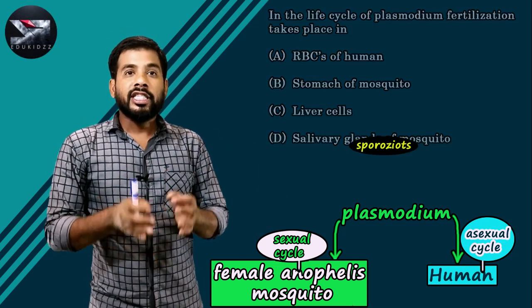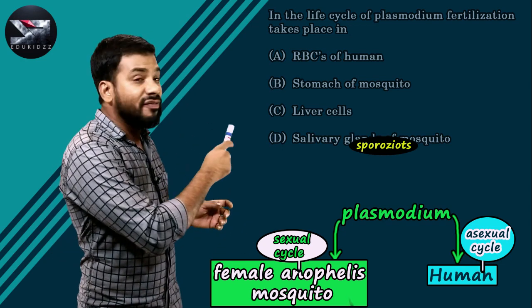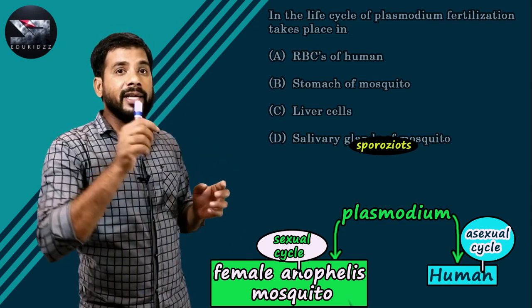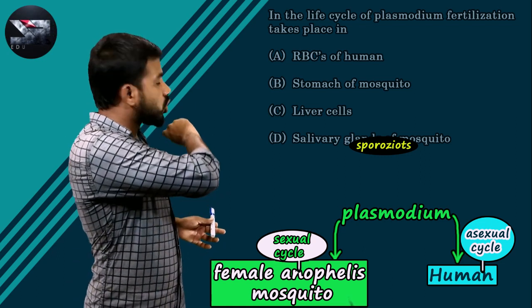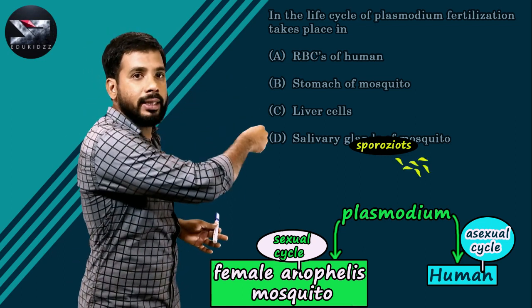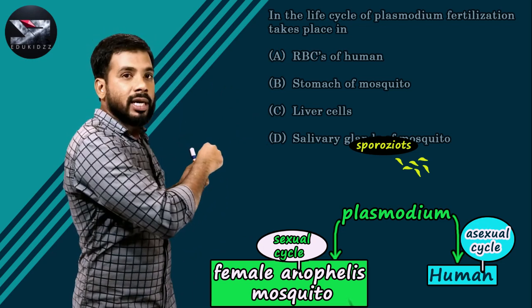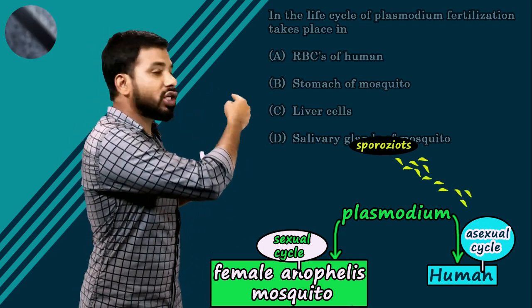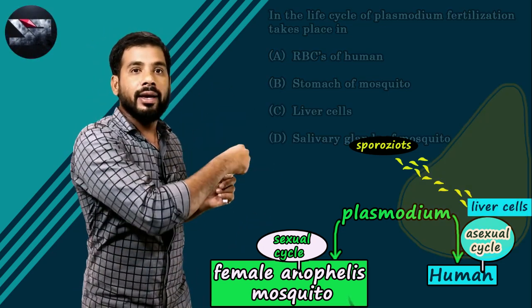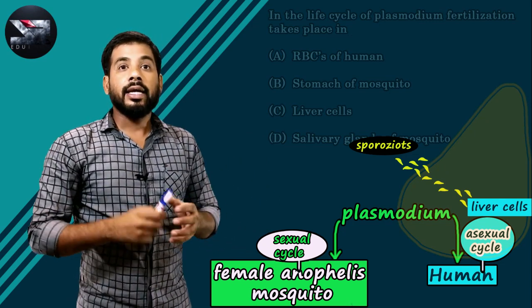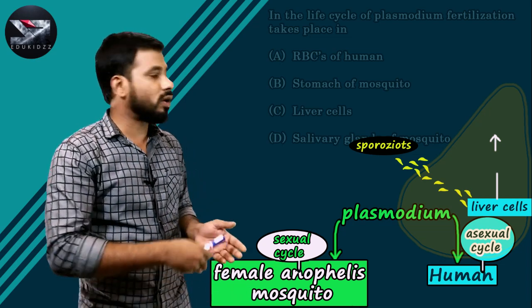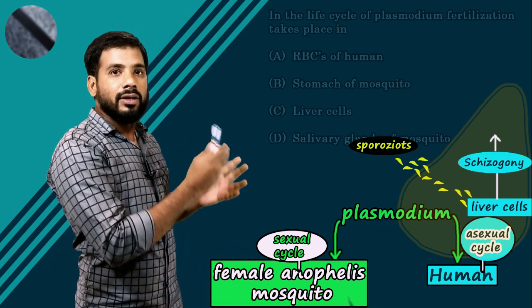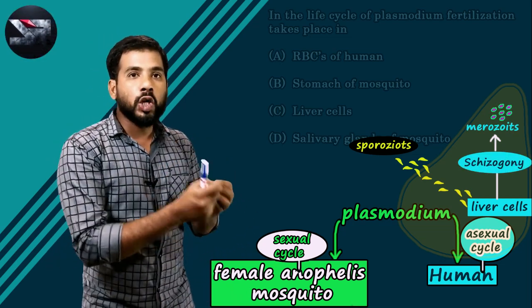And here, sporozoites are the infectious stage. By the bite of an infected female Anopheles mosquito, these sporozoites enter the human body. From the blood, they migrate to the liver, where inside the liver cells they undergo asexual reproduction, called schizogony. That results in the formation of merozoites.